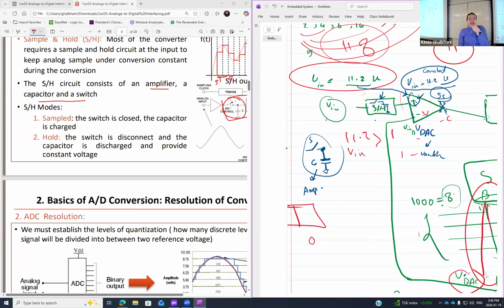Now, once again, sample means what? Sample means this switch is closed. When the switch is closed, a voltage will be sent to the capacitor, and that will be my sample for the next sequence. Hold means what? Hold means the switch is open again, and now the capacitor is holding the previous voltage for me to become the input for the next step.